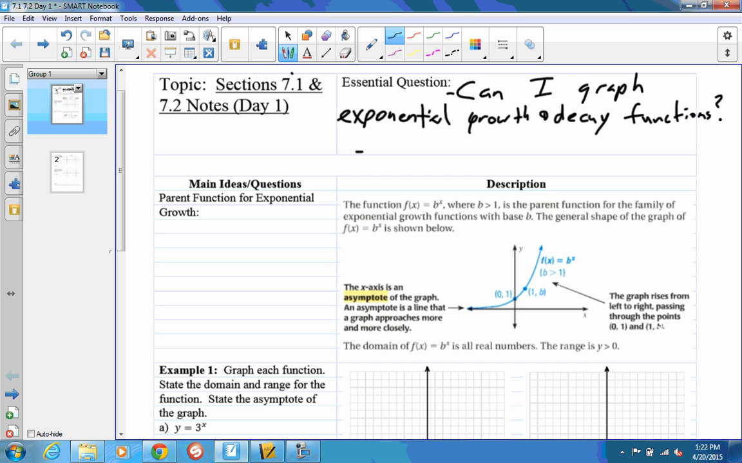And then just like we did with cube root and square root models, take notes. Just like we did with those functions, can I state the domain and range of each? I'm going to add something to this. I'm going to say domain, range, and asymptotes.